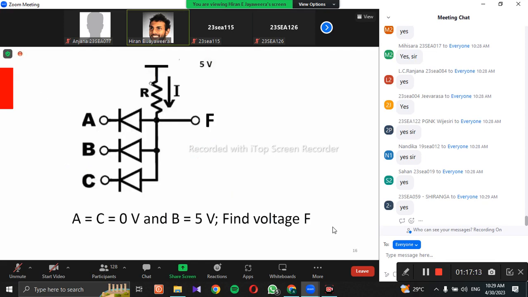So this one is also kind of similar, but let's see this one also. Let me remove one of them so that it's easier for you. So I'll remove C. Right. So now the voltage over here is 0 volts. B is 5 volts. So the question is, what's the voltage at point F? Can you try to find it and post it in the chat window?